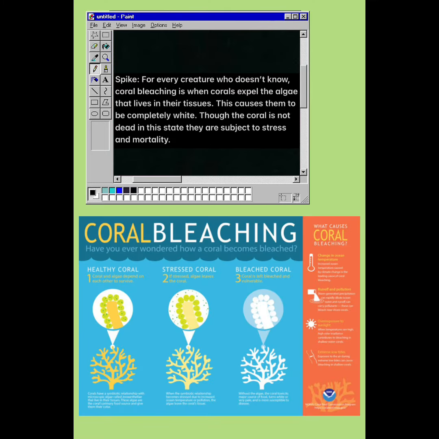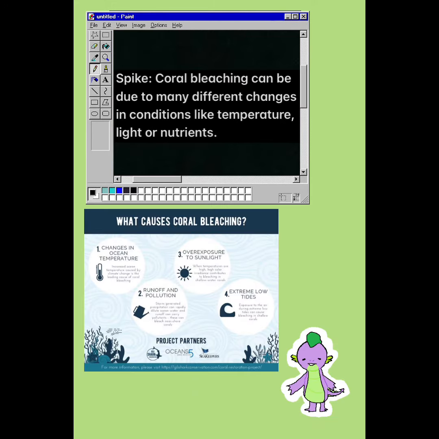For every creature who doesn't know, coral bleaching is when corals expel the algae that lives in their tissues. This causes them to be completely white. Though the coral is not dead in this state, they are subject to stress and mortality. Coral bleaching can be due to many different changes in conditions like temperature, light, or nutrients.